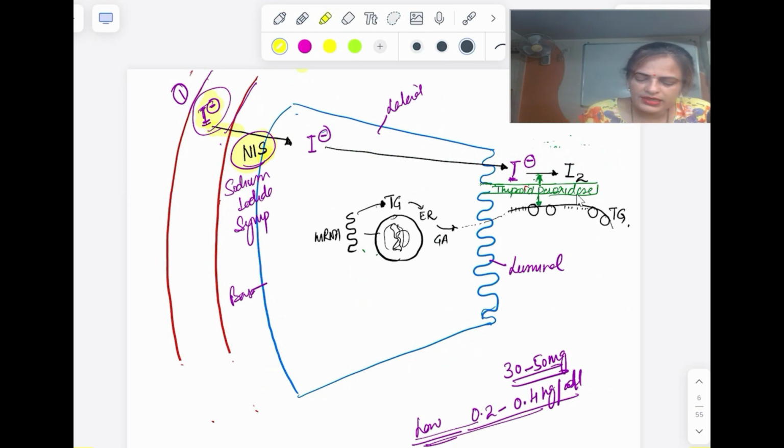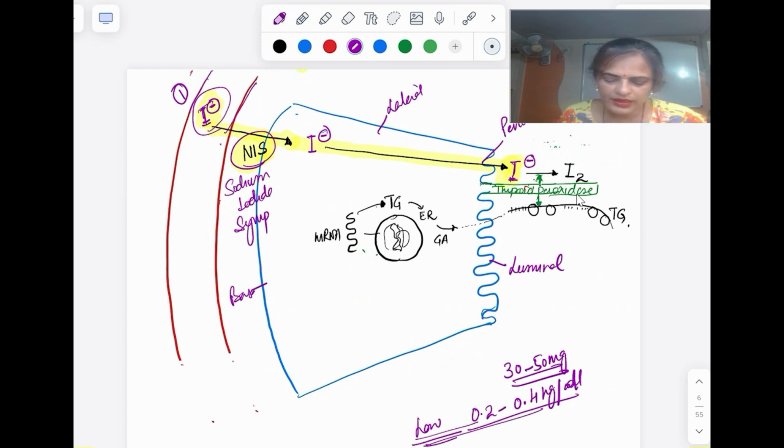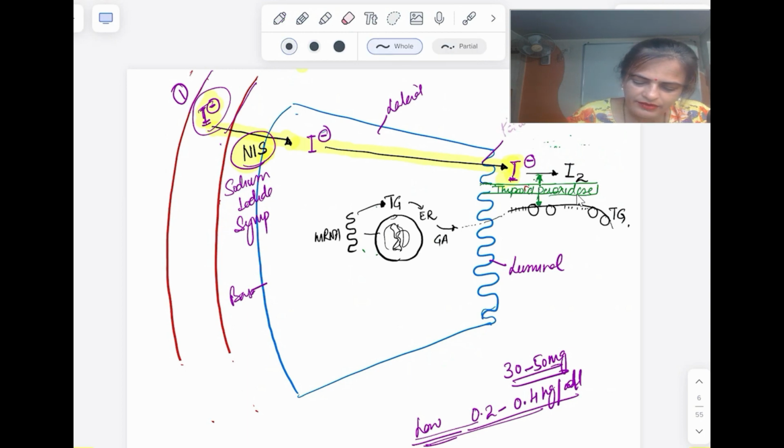Okay, the iodide has come inside the cell. From within the cell, it is going to move towards the luminal side. On the luminal side, another transporter system will be there which is going to shift it towards the luminal side, that is the pendrin. Now the iodide has come here. You cannot see it, I will write it here again. So another transporter, this is pendrin.